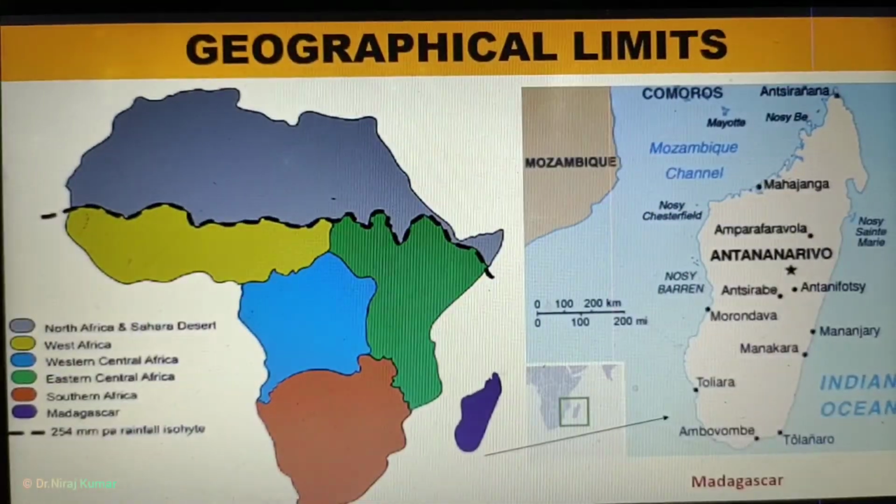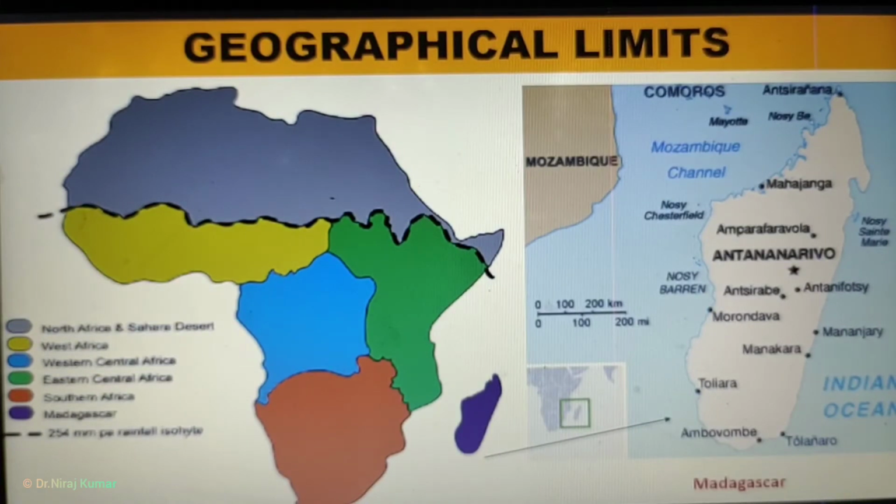Next topic is geographical limits or geographical boundaries. Ethiopian region includes whole Africa, south of Sahara, this is Sahara Desert, Madagascar, this is Madagascar, and southern Arabia, but Darlington in 1957 have separated Madagascar from this region. This is detailed map of Madagascar region.